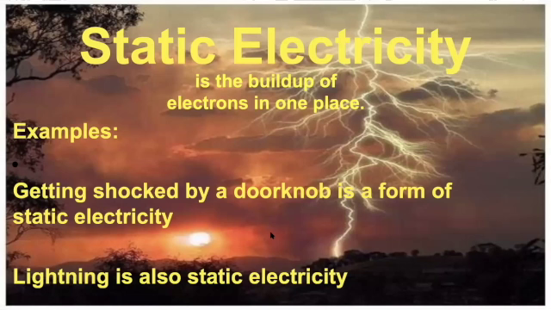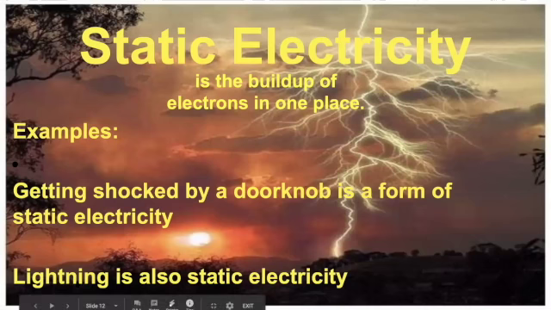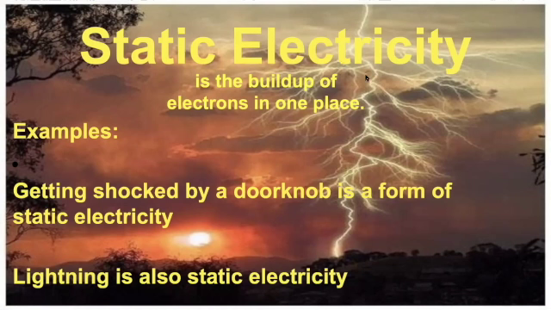Now let's learn a little bit about static electricity. Static electricity is the buildup of electrons in one place. An example of this is getting shocked by a doorknob. Or sometimes you might get shocked by a friend, and that's because we're building up a bunch of loose electrons, and they are releasing once we touch a very good conductor or something that can handle those electrons. Lightning is also static electricity. It is a buildup of electrons in the clouds through air movement, and then they release.